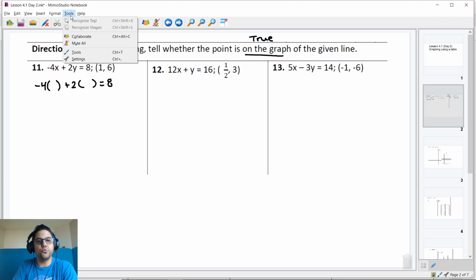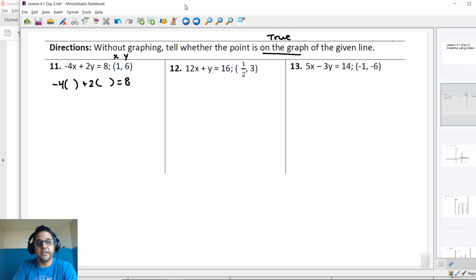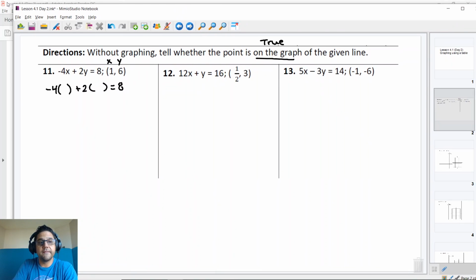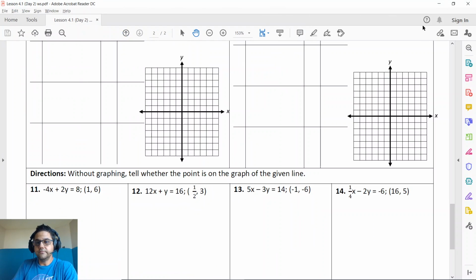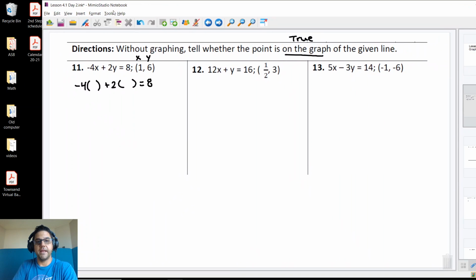All right, let's see if our tools will work to change color for X and Y. Let's see, are you there? Are you hiding? Let's see. It doesn't look like it wants to change colors. That's okay.